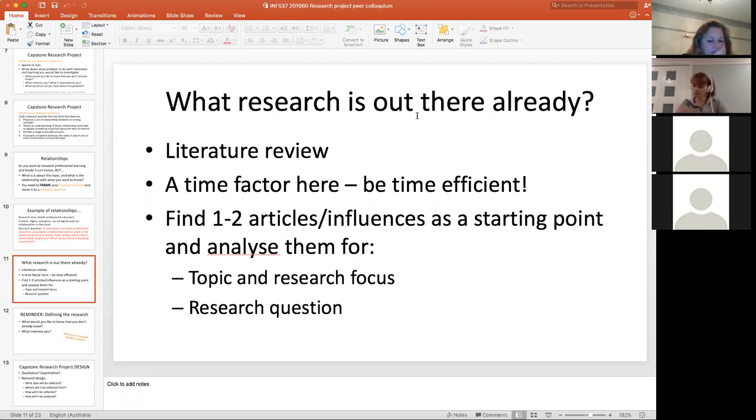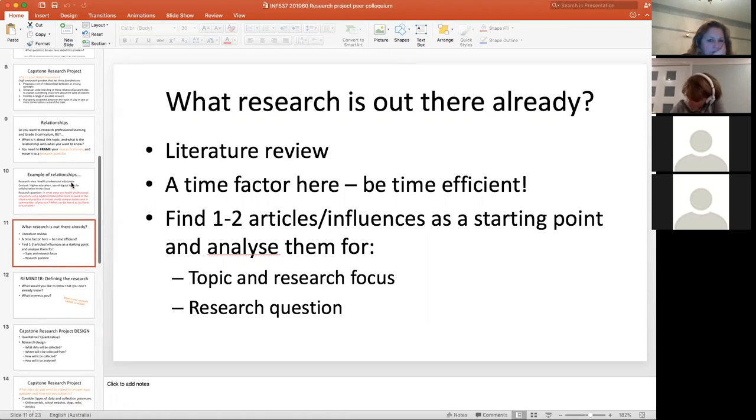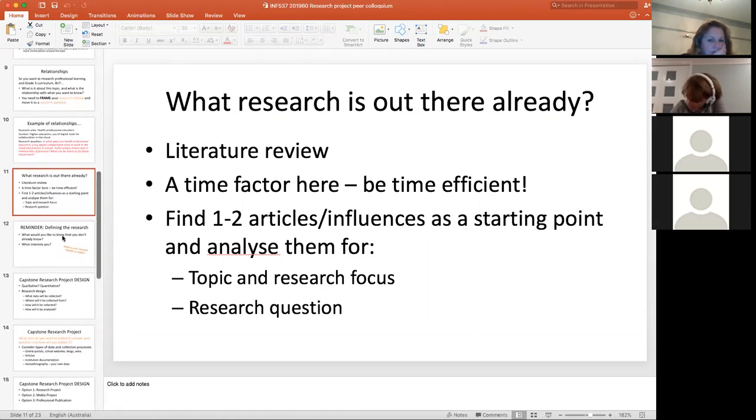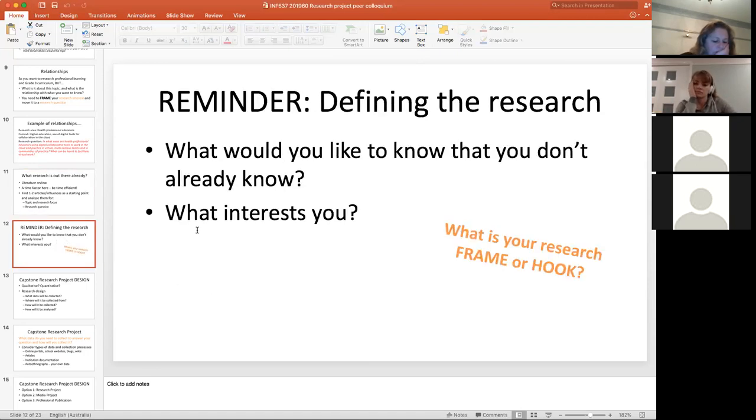Now, it's not so crucial for your assessment. If you were moving into further study, it would be quite crucial. But you need to read the literature and synthesize that into a short section in your report.